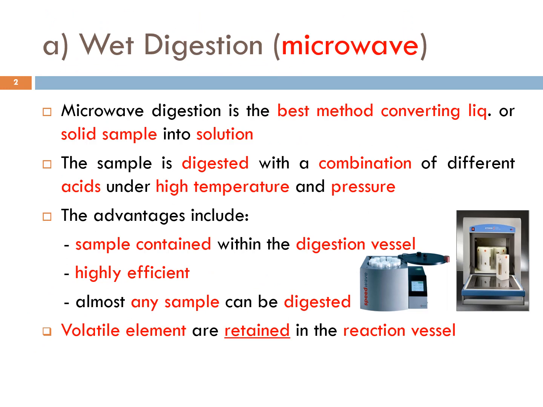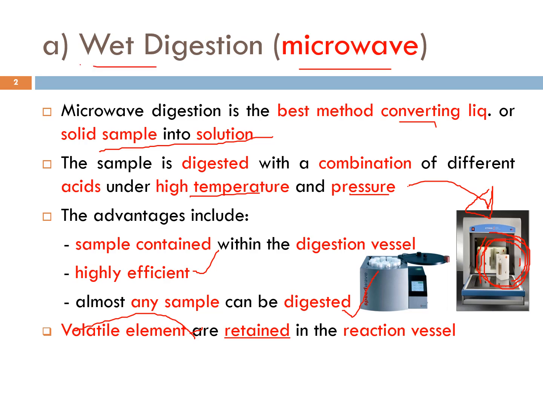Okay, these two techniques use the decomposition technique, in which your sample matrix will decompose. Okay, the first method is wet digestion by using the microwave, and this method is the best method to convert liquid or solid sample into solution. Macam mana proses ni? By combining acid with your sample under high temperature and pressure inside this microwave, and then the sample holder will use the digestion vessel. Okay, in which it is closely kept, dia ditutup kemas macam ni, so it is suitable for volatile element.